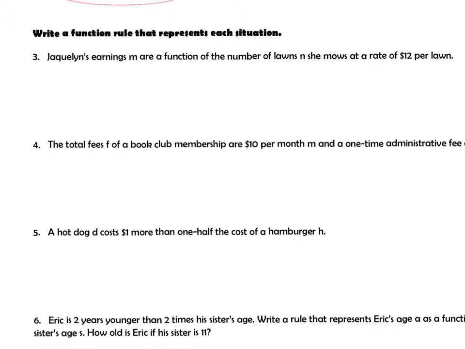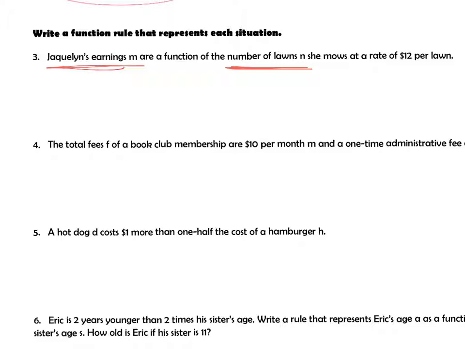Okay, number 3 says Jacqueline's earnings M are a function of the number of lawns N she mows at a rate of $12 per lawn. So I don't have to worry about establishing my variables. They already told me. So Jacqueline's earnings, that's what M stands for right here. And then it says N is the number of lawns that she mows. Okay, so what I want to do is write how much she earns. That depends on how many lawns she mows.